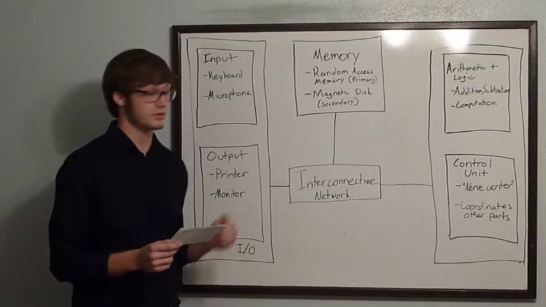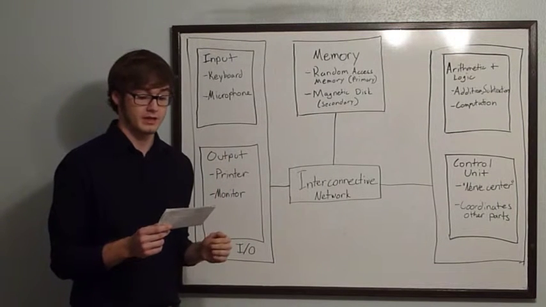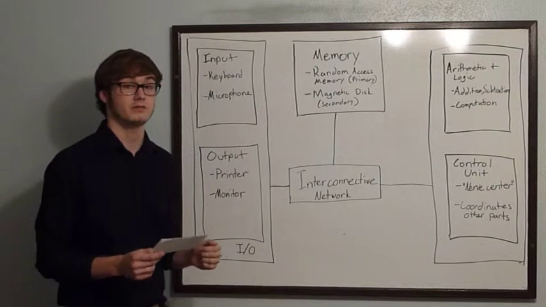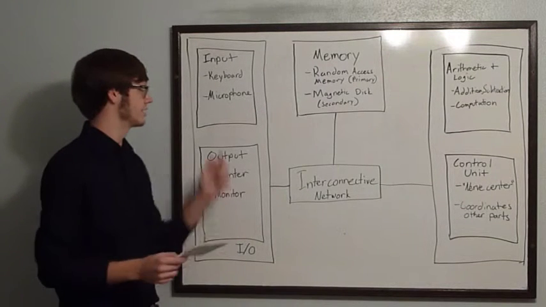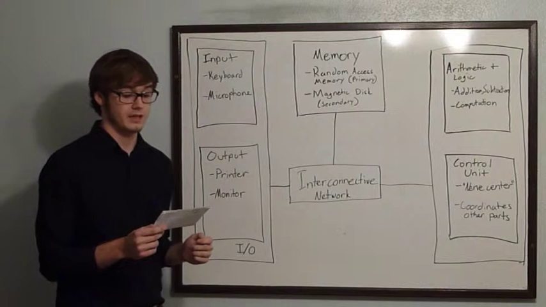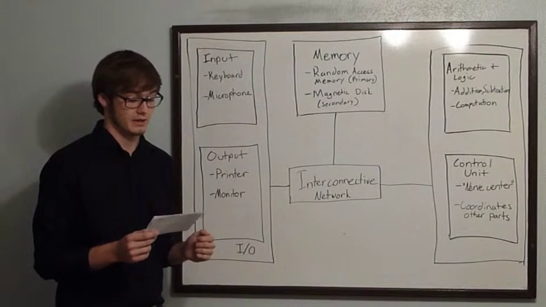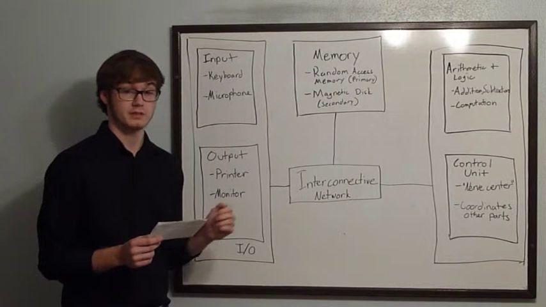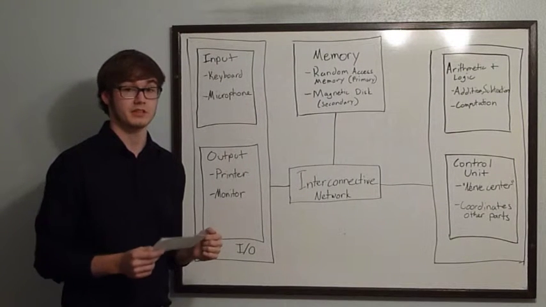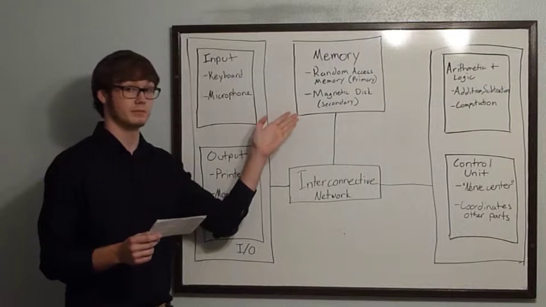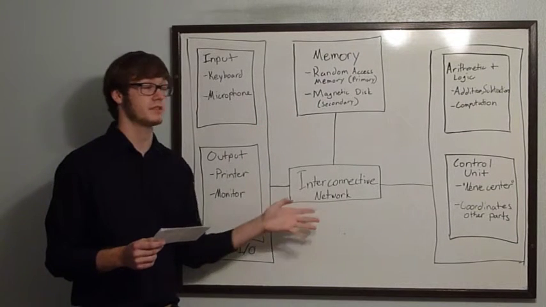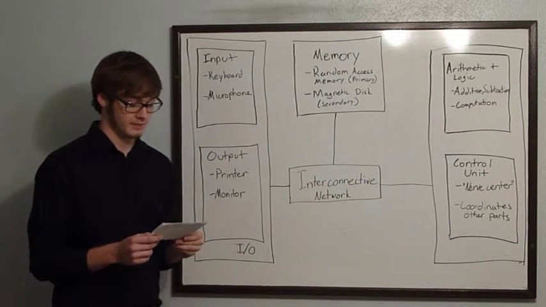Of the 5, we will start with input. The input unit takes coded information from a user, such as a keyboard or a microphone, and immediately translates that data into binary and transmits it to the processor. This information is then either sent to be put into memory or used elsewhere in the processor.